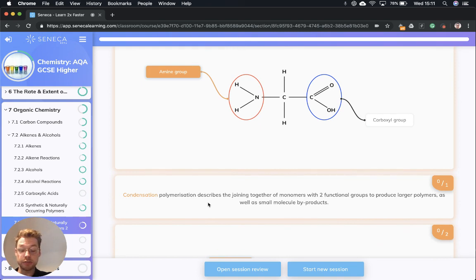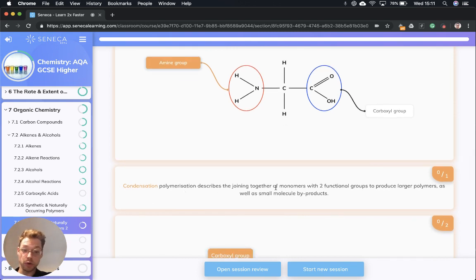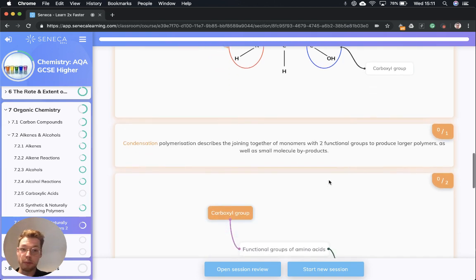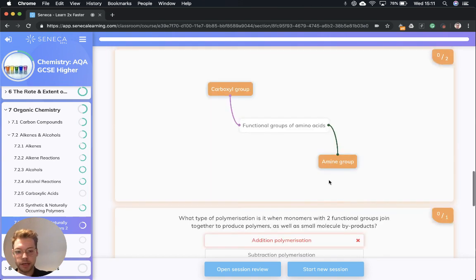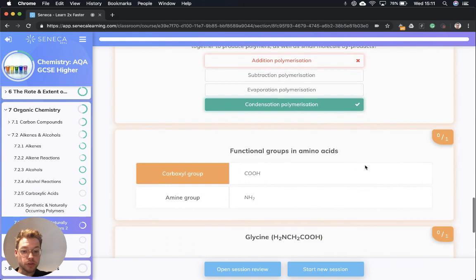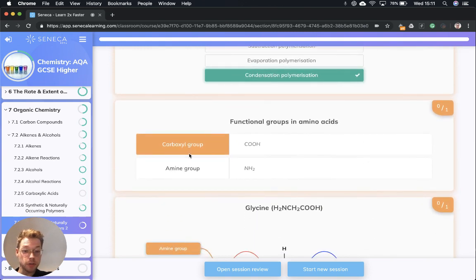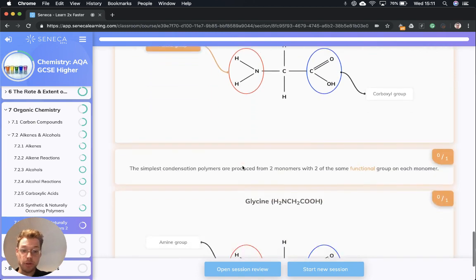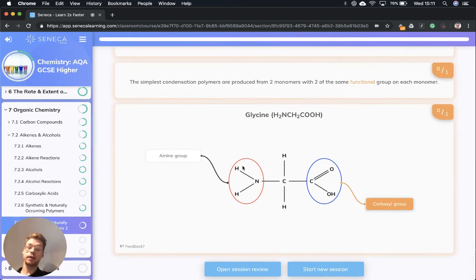And let's recap the definition for condensation polymerization. Do you remember what it is? It describes the joining together of monomers with two functional groups to produce large polymers, as well as small molecule byproducts. So let's go over again the functional groups in amino acids: carboxyl group, COOH, amine group, NH2. Remember those, really, really important.